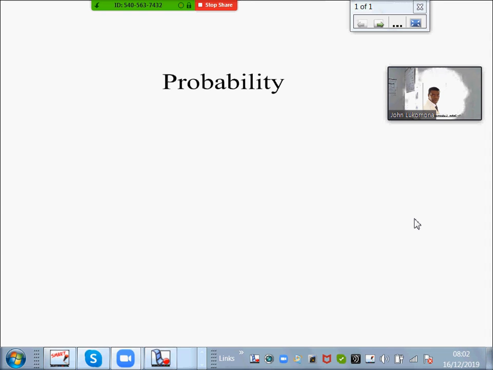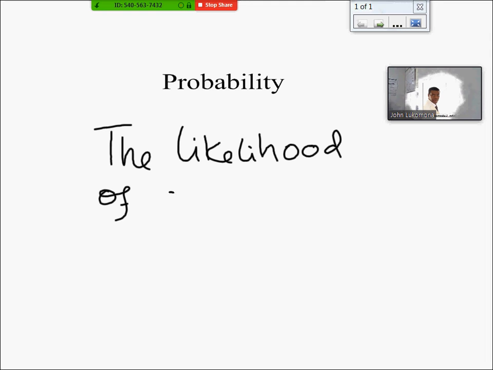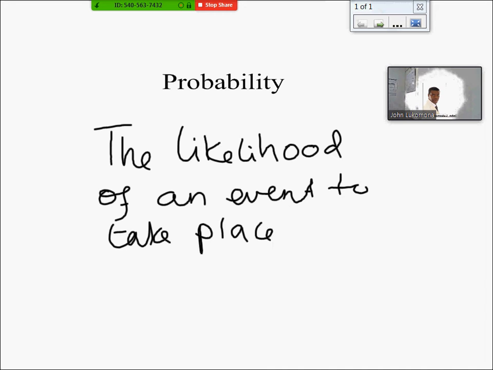Okay, what is probability? It is the likelihood of an event to take place. Let's make it that simple, okay? If we define it that way, probably it will help us to understand the kind of computations that we need to go through.